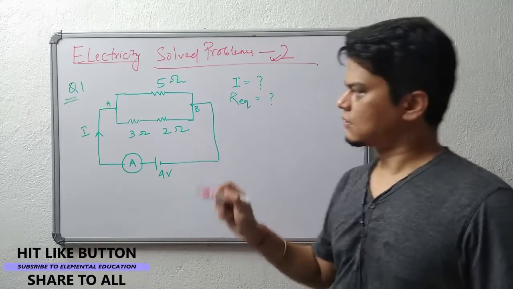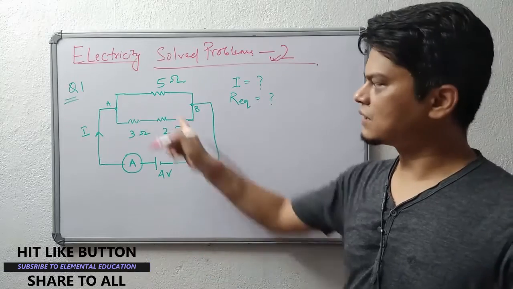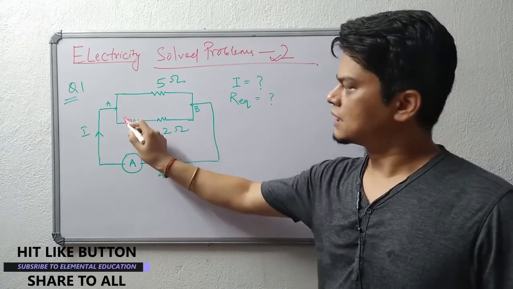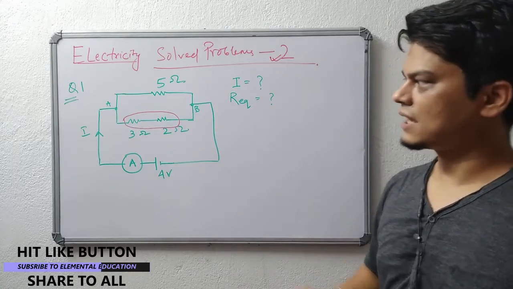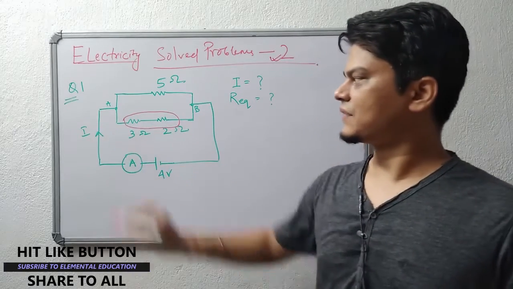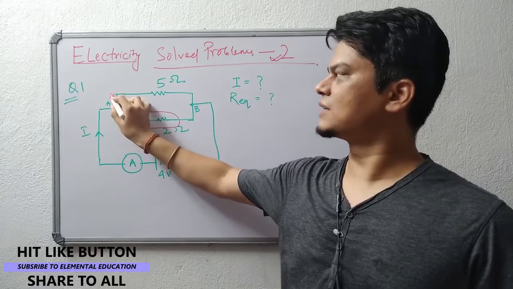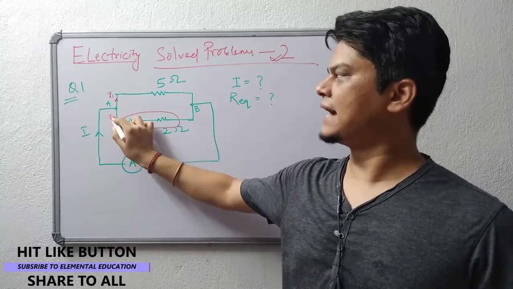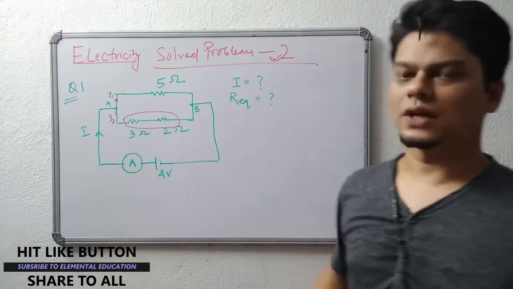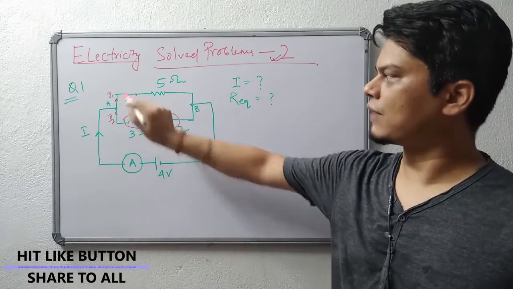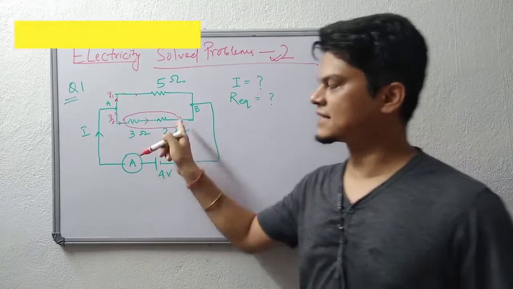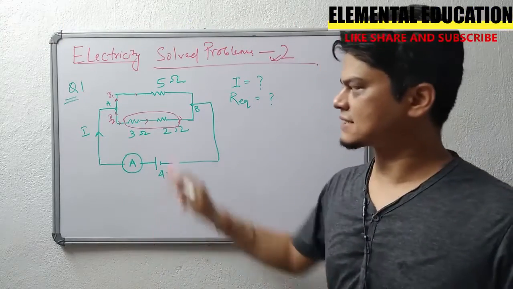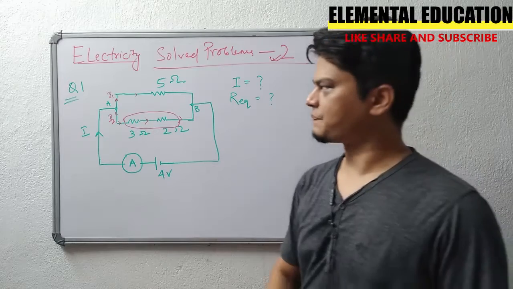Now let's first understand how they are arranged. These two are in series. Why? If there is a current I, the current I is divided into I1 and I2 here. That means I1 is flowing across the 5 ohm, and I2 is flowing across these 2 resistances. The same current is flowing across these 2 resistances. So these two are in series.